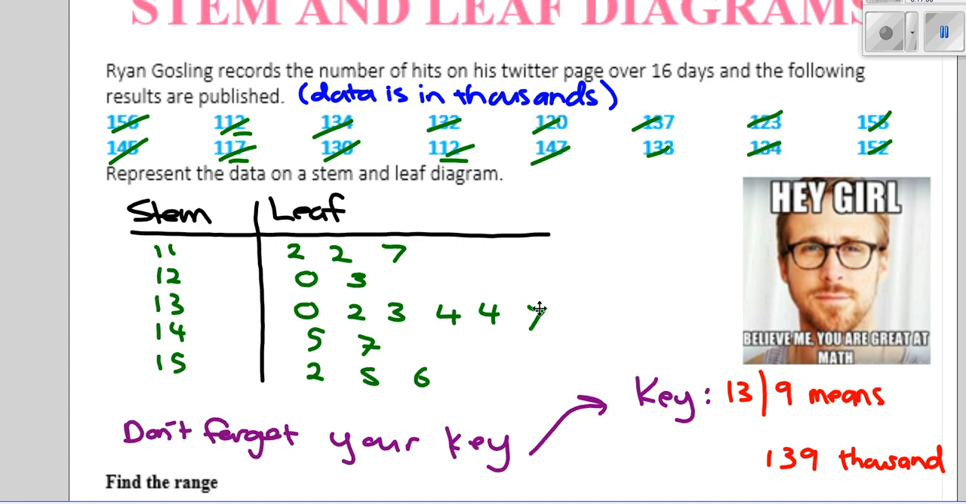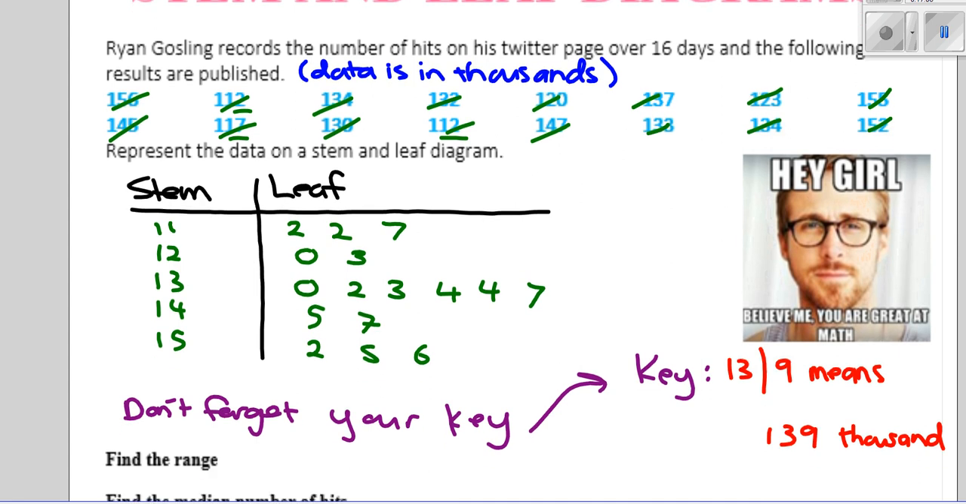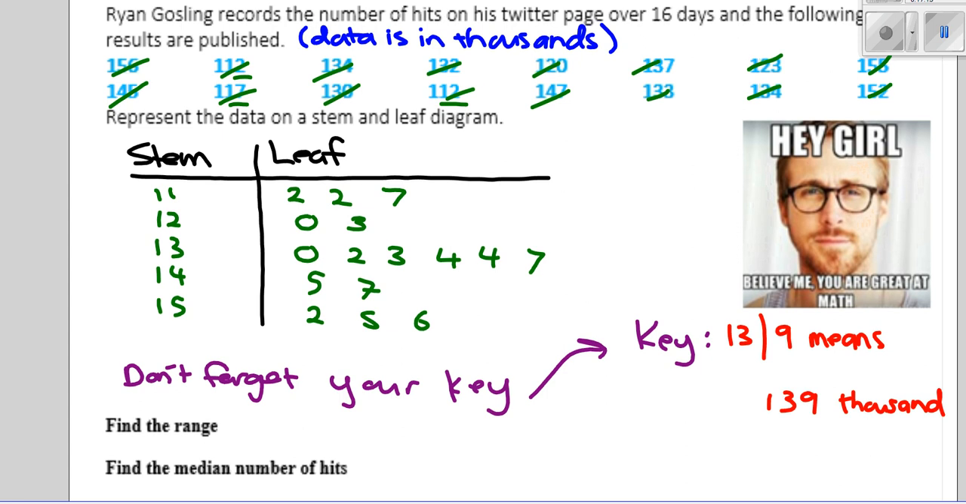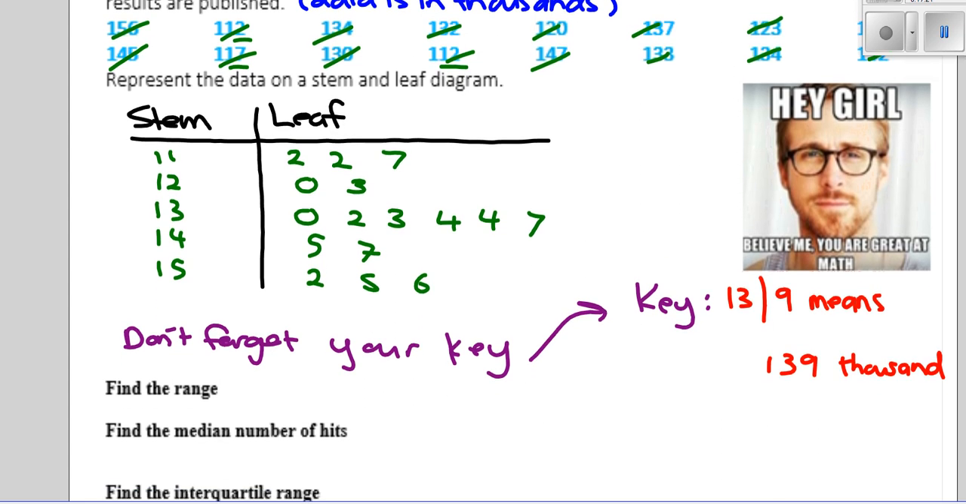I just can't seem to get the board to be doing nice calibration today. Okay, so what's the range? How can I calculate the range from that? The big one minus the small. Which one's the big one? 156. Yeah, that's right. And the small one? Good, yep. So that's a great thing about it, you can visually quickly see what's the biggest and what's the smallest. So the range equals 156 minus 112. What does that equal? 44. Yeah, 44. Let's write 44,000.